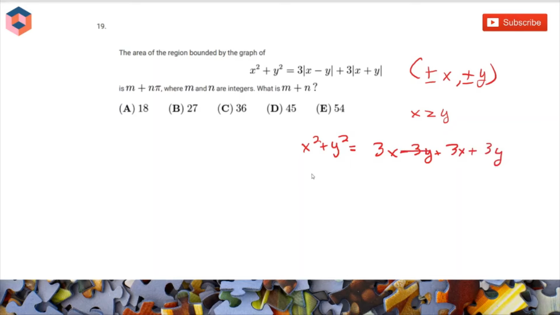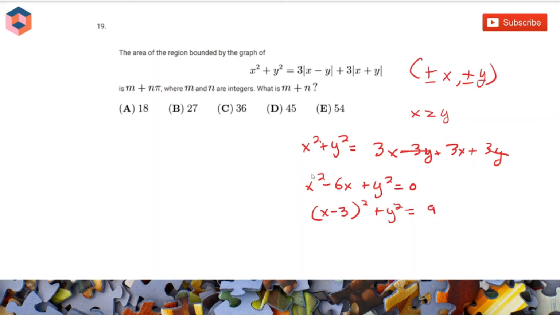This 3y would cancel out, and we would get x squared plus y squared equals 6x. Subtracting 6x from both sides, we would get x squared minus 6x plus y squared equals 0. Factoring this, for completing the square, which is a very important technique for tests like these, and adding 9 to both sides, we get this expression.